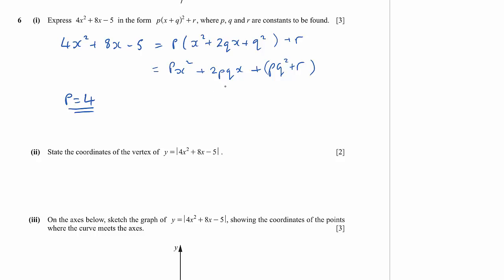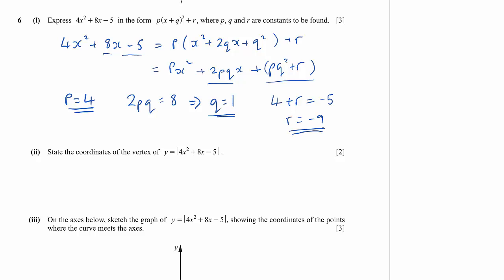Now, we can then look at the x terms, so 2pq must be equal to 8, and if p is 4, that means that q is equal to 1. Now comparing the constant term, we know p is 4, we know q is 1. So pq squared is going to be 4, plus r must be negative 5, and so r would be negative 9.